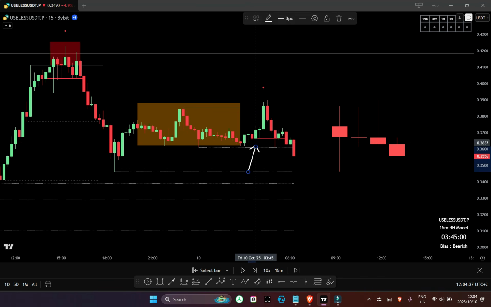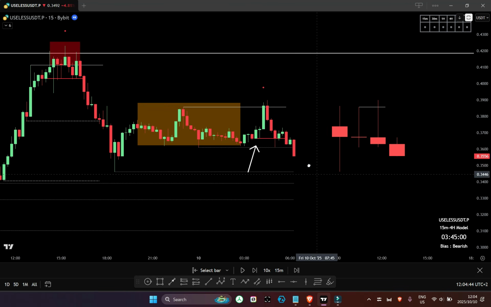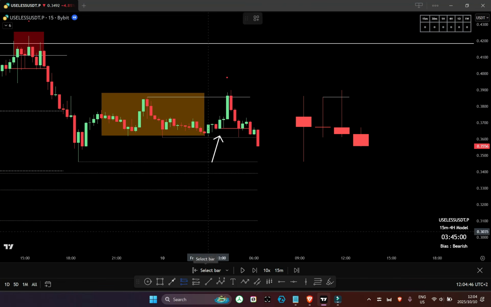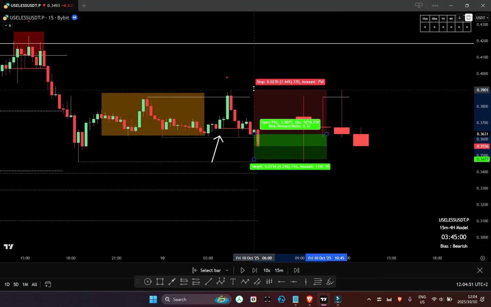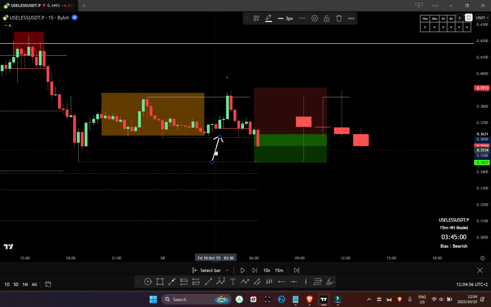Just to highlight, CISD is the candle or series of candles that causes the sweep to occur, and then price fails to displace back into the range. So this could become another entry point. On the candle break, we can set stop loss above this high or above the manipulation if you want to be safe. And then we can target all these different liquidity points.